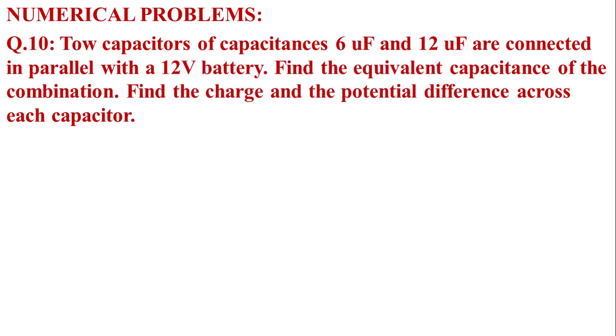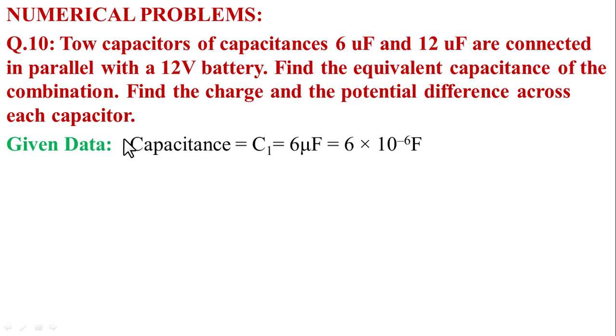Now we will move to the last question, question number 10. Numerical problem question number 10, given statement: two capacitors of capacitance 6 microfarad and 12 microfarad are connected in parallel with a battery of 12 volt. Find the equivalent capacitance of the combination. Find the charge and potential difference of each capacitor. So write the given data according to the statement. Capacitance C1 is equal to 6 microfarad. 1 micro is equal to 10 raised to power minus 6. So C1 is equal to 6 multiplied by 10 raised to power minus 6 farad.